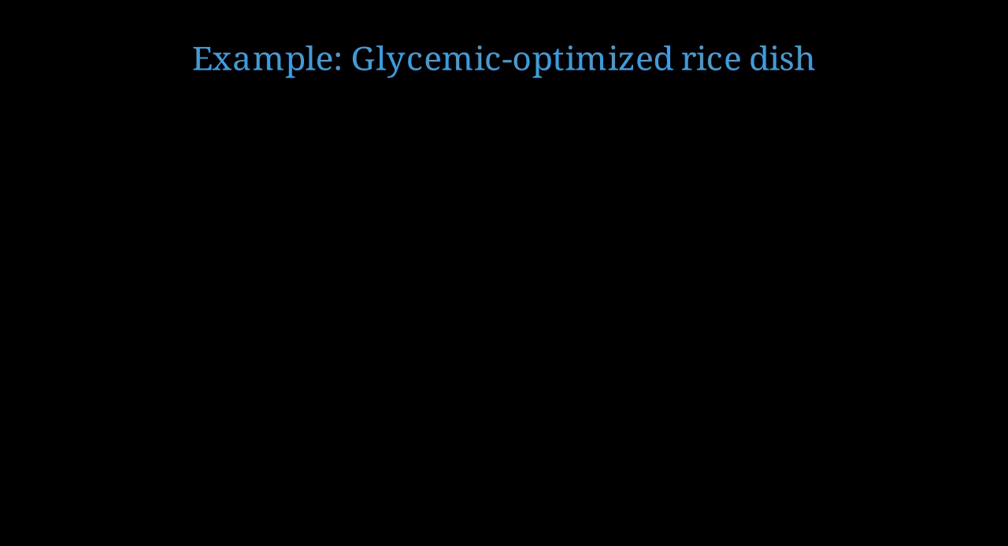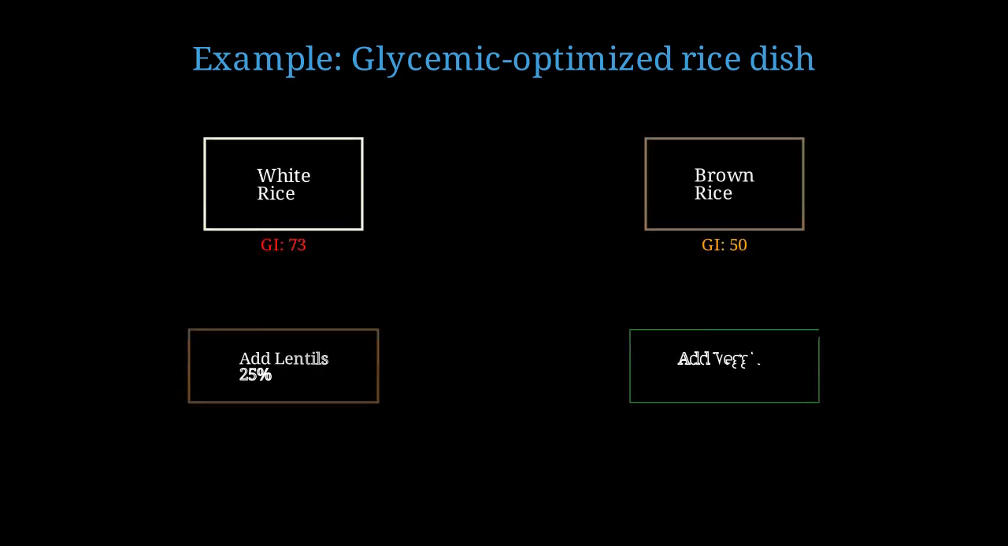White rice has a very high GI of about 73. First, switch from white rice to brown rice, reducing GI to 50. Then add lentils to comprise 25% of the dish, which are high in fiber and protein. Add vegetables and dress with olive oil. The final glycemic index of this combination is approximately 38, which is a reduction of 48% from the original.